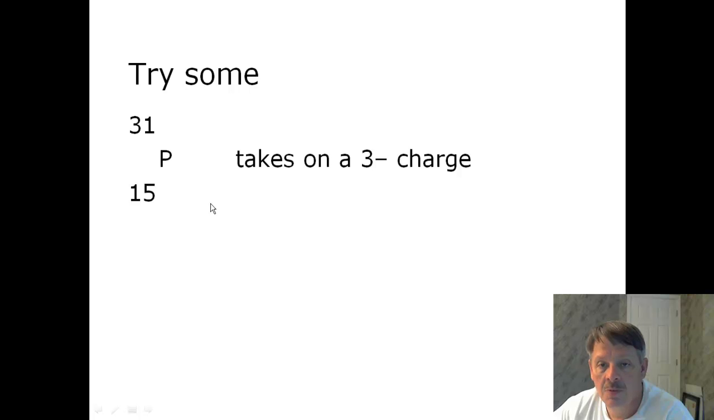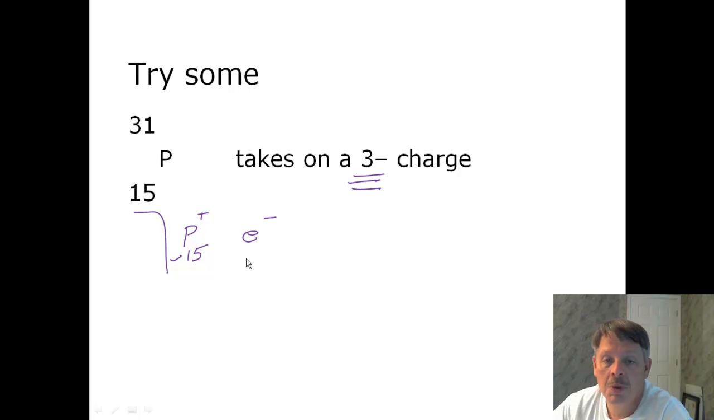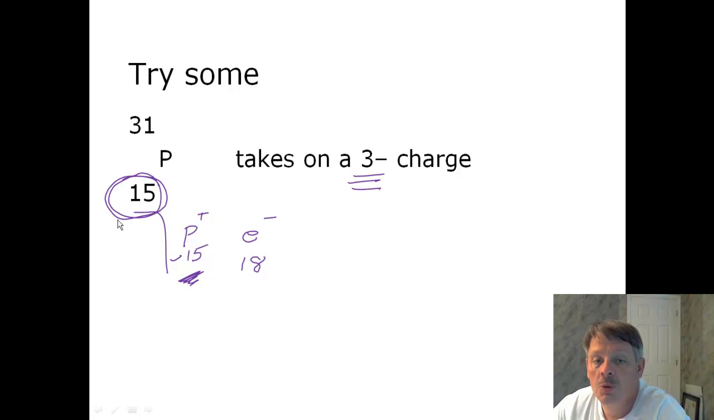All right, how about phosphorus? Phosphorus has 15, so it has 15 protons. And how about electrons? Well, it's taking on a 3 minus charge, so it picked up 3 more negatives. Remember, we can never change the number of protons. The protons is always whatever number is on the periodic table for phosphorus. So here we have a 3 minus charge, so we would write it this way: phosphorus 3 minus. It has 18 electrons and 15 protons.